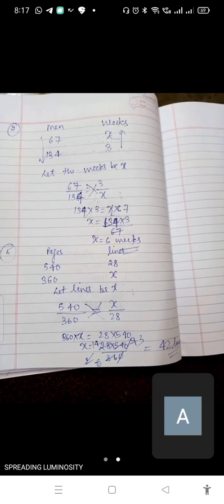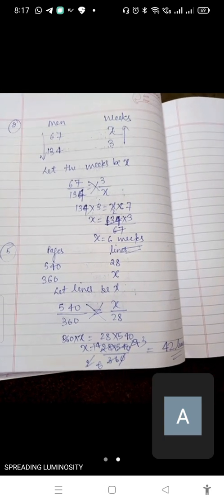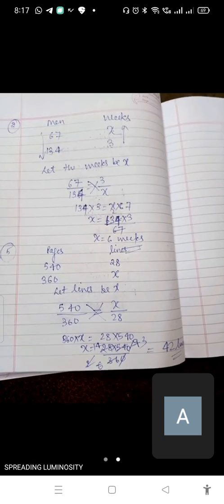Is it clear? Then solve the exercise, and if you have any queries, then you can ask.